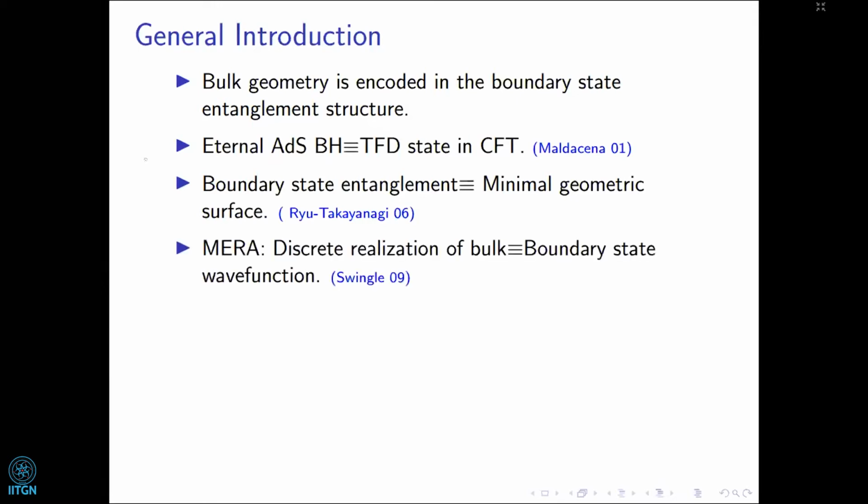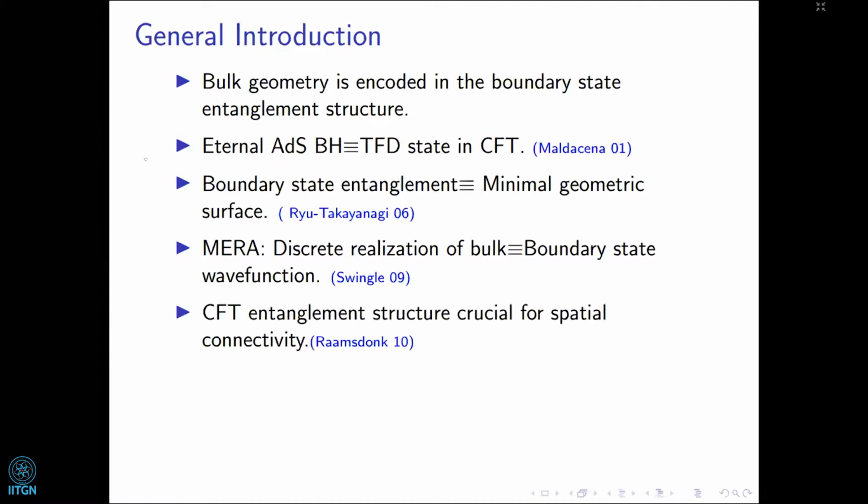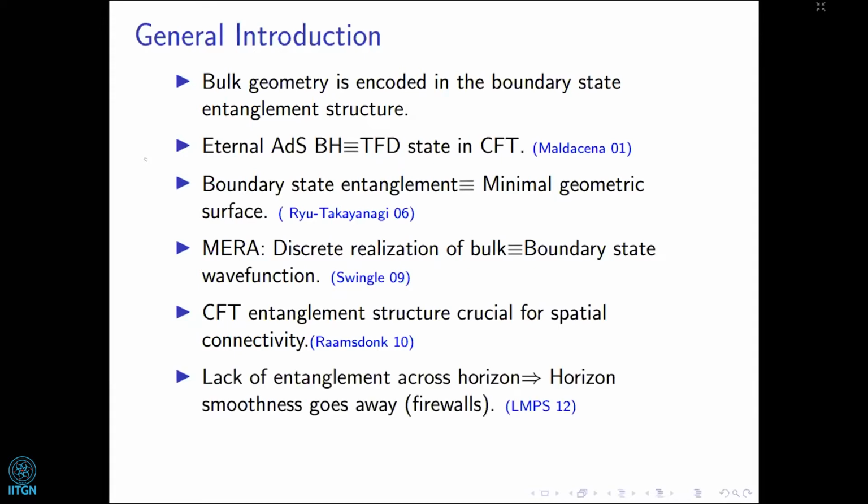Later, we see Brian Swingle and his work on MERA, which is the multi-scale entanglement renormalization ansatz, who gave the discrete realization of the bulk space-time in terms of the boundary state wave functions. Then we see the work by Van Raamsdonk in 2010, who stated that CFT entanglement structure is crucial for having spatial connectivity, which is also evident in the work of AMPS in 2012, where we see that the lack of entanglement across the horizon is responsible for the lack of smoothness, or the existence of firewalls.